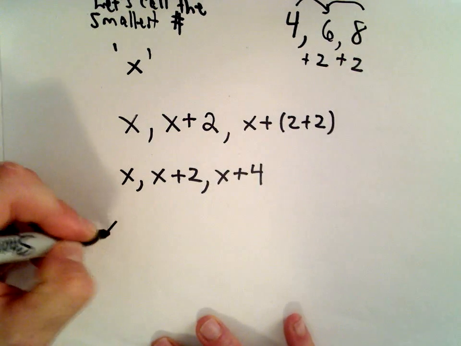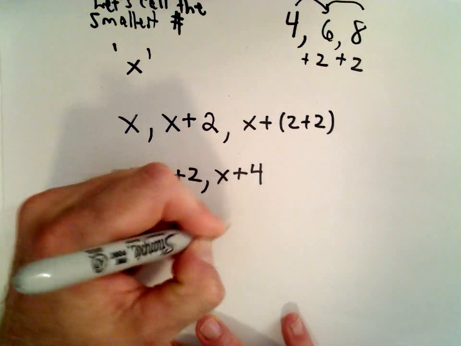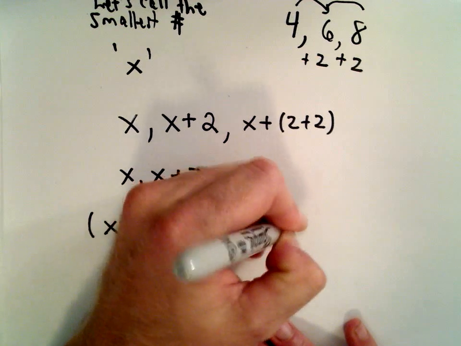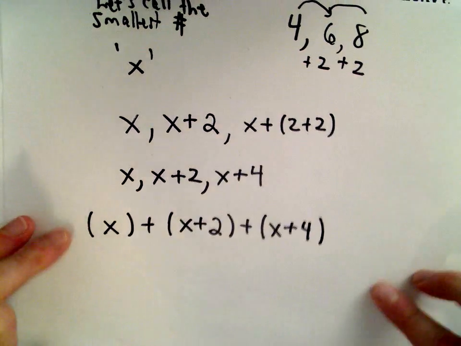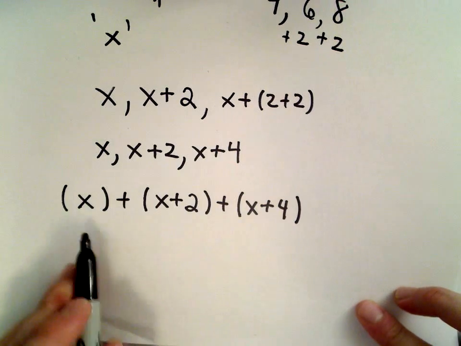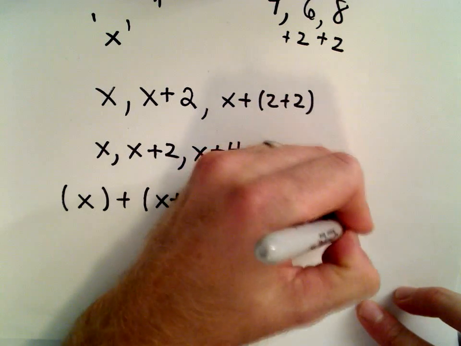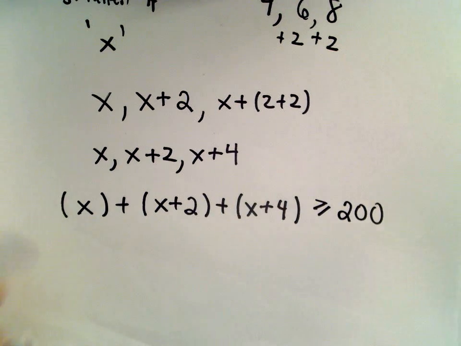And if we add those up, we would have x plus the quantity x plus 2 plus the quantity x plus 4. And we said we wanted that to be at least 200. So that means we want the sum of these 3 numbers to be greater than or equal to 200. And that would be our solution.